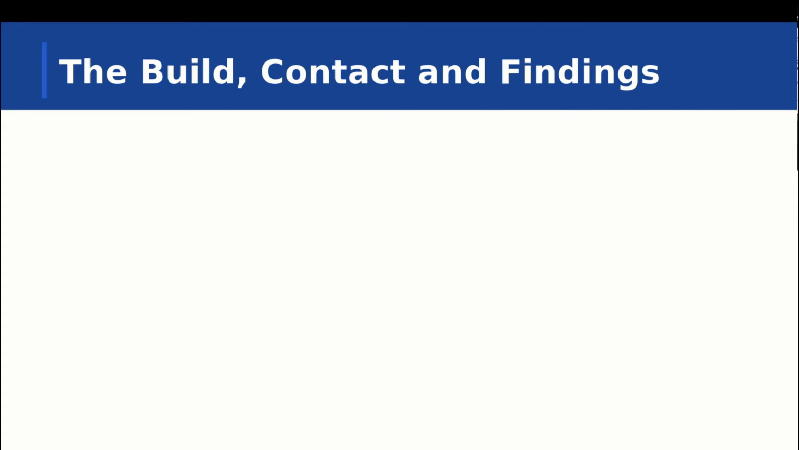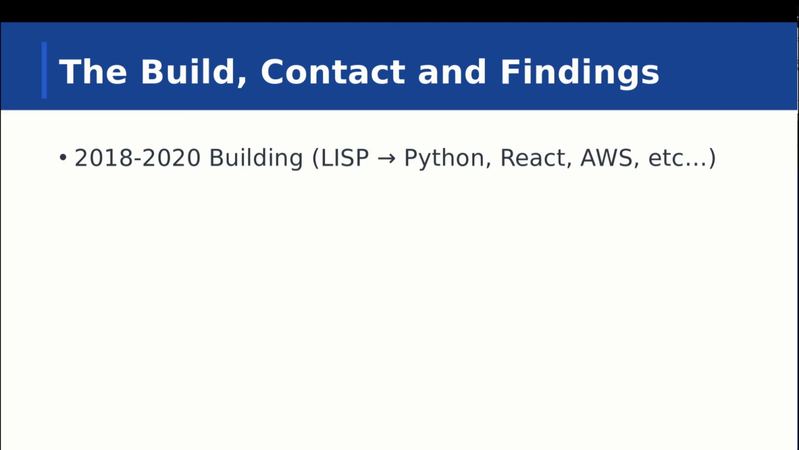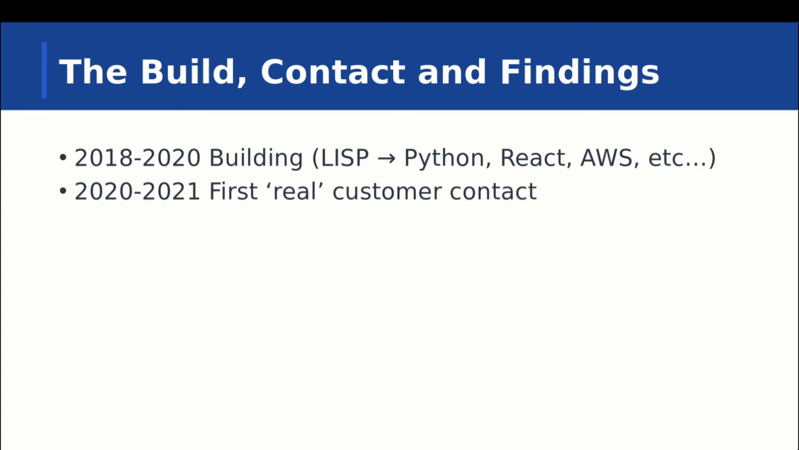So the next period, 2018 to 2020, was what I would basically say building. The original system was written in Lisp, so there was a move over to a more modern programming language, Python, and a more mature stack like React, AWS, Flask, etc. In 2020, I got the first real customers, and these customers were all small businesses, and there was quite a bit of variety in what they wanted.